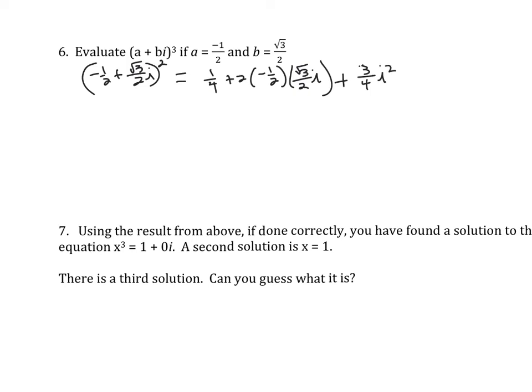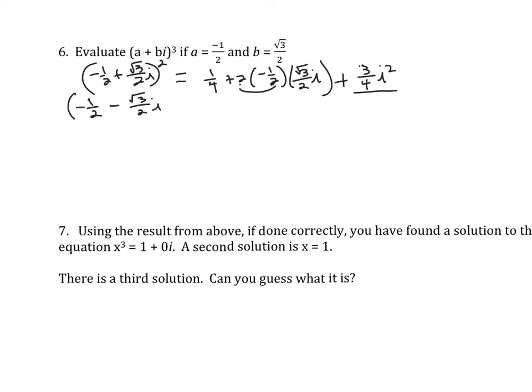So this will give us a negative 3/4 here. And we have a positive 1/4 and a negative 3/4, so we're going to end up with negative 1/2 for our real portion. And then this is going to end up giving us 2 times negative 1/2, which is negative 1, and so we're going to end up with a minus root 3 over 2 i. Okay, very similar, but a little different.